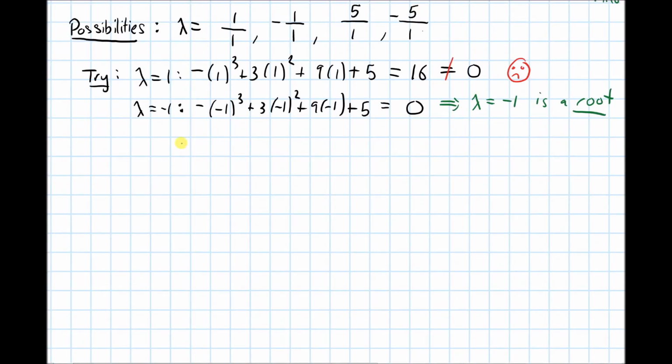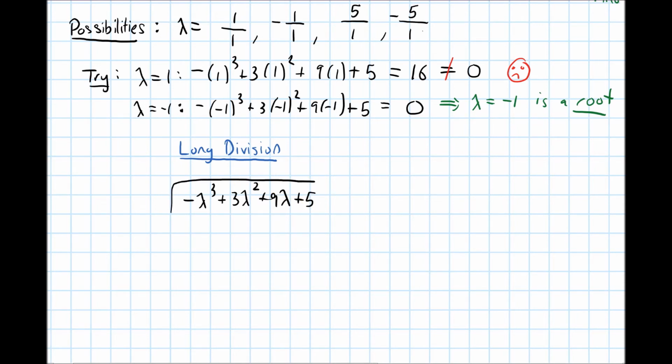Okay, so let's talk about long division. This might have been something that you saw back in high school, in the algebra class, but if you don't remember, that's okay. I'll review how it works. We would take our characteristic polynomial, which was negative lambda cubed plus 3 lambda squared plus 9 lambda plus 5, and we need to divide this by the thing that we now know is a factor. The fact that -1 is a root means that lambda plus 1 is a factor, because plugging in -1 makes this factor become 0. That's why it's a plus 1.